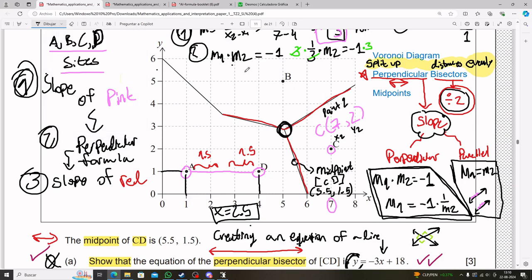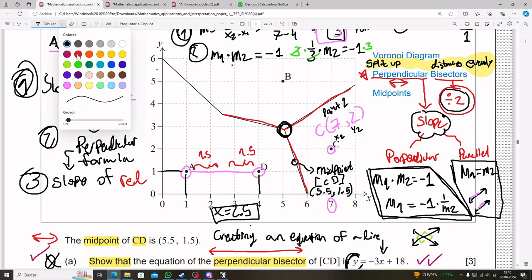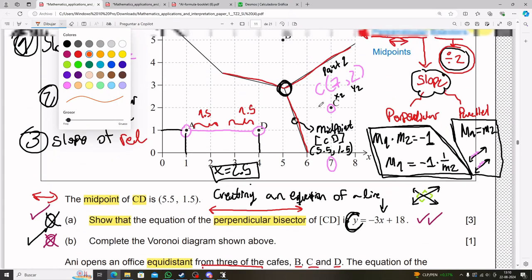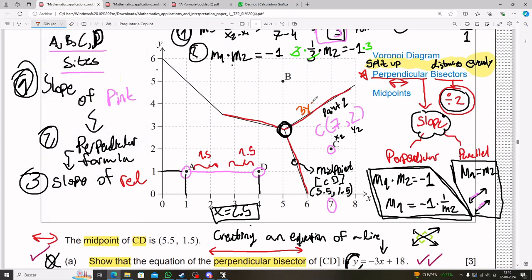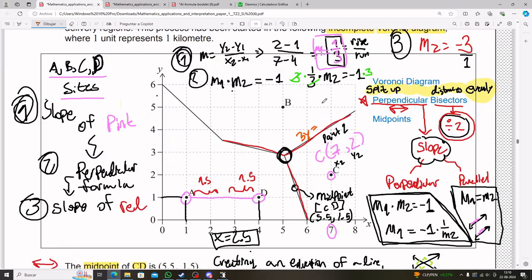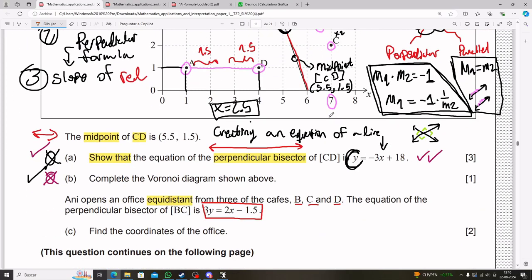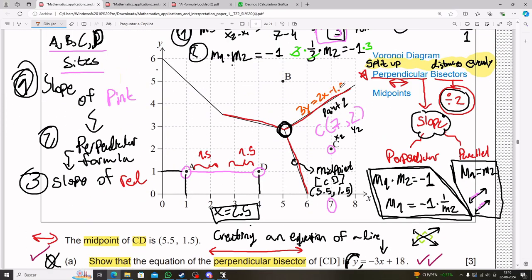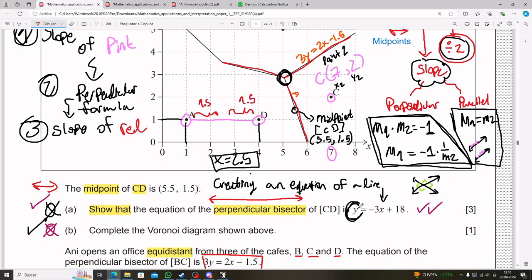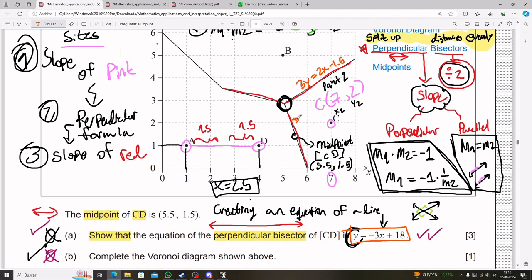Now, what information do you have? They just gave you the equation of this line up here, which I'm going to put in orange: 3y equals 2x minus 1.5. And you have from part A that this equation here is y equals negative 3x plus 18. And guys, this is much simpler than what you imagine.